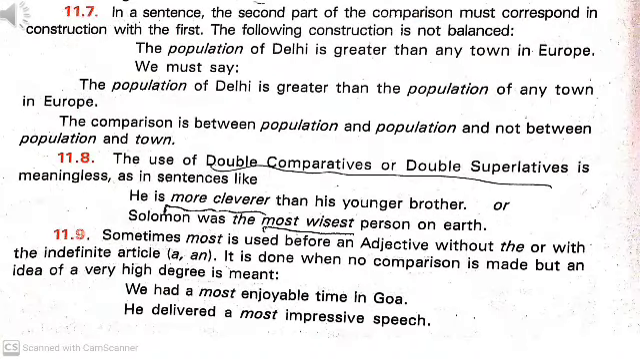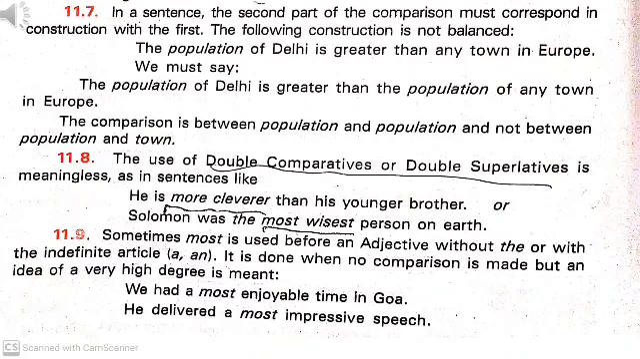In a sentence, the second part of the comparison must correspond in construction with the first. Means to say, whatever word or thing we are going to compare, that must be mentioned in the first part and also in the second part. For example, the population of Delhi is greater than any town in Europe. This is wrong because we are not comparing population and town. We need to compare population and population. The sentence will be, the population of Delhi is greater than the population of any town in Europe.